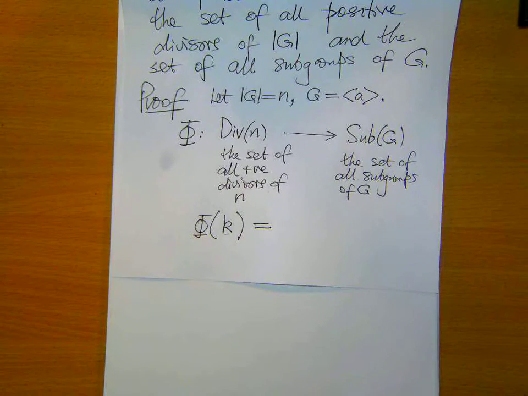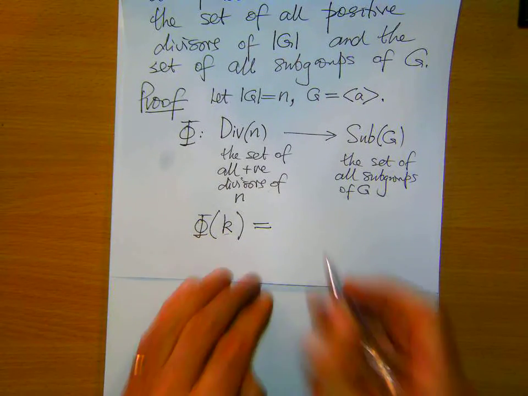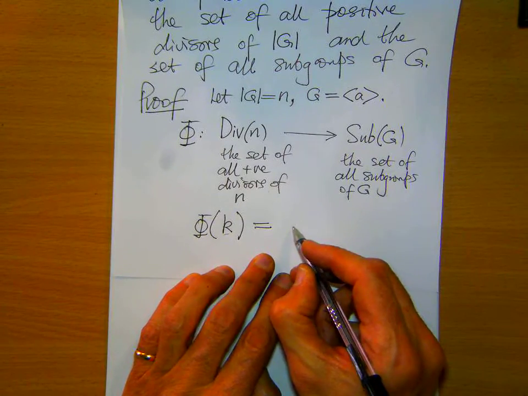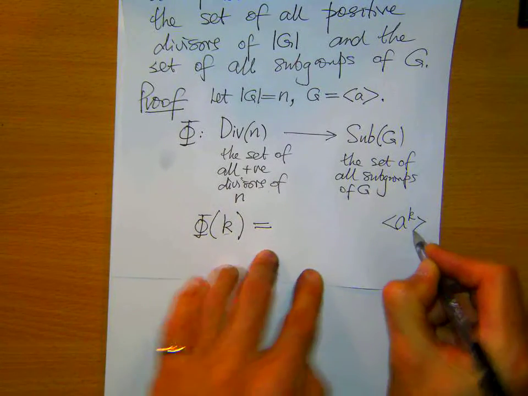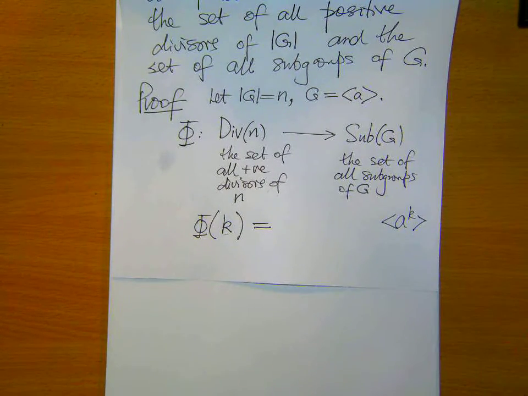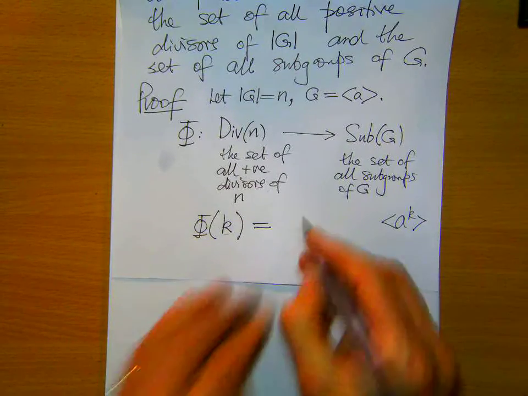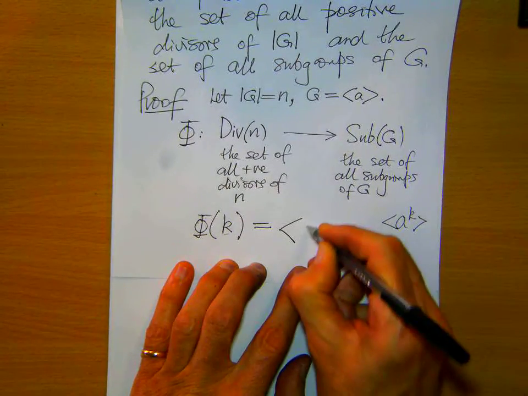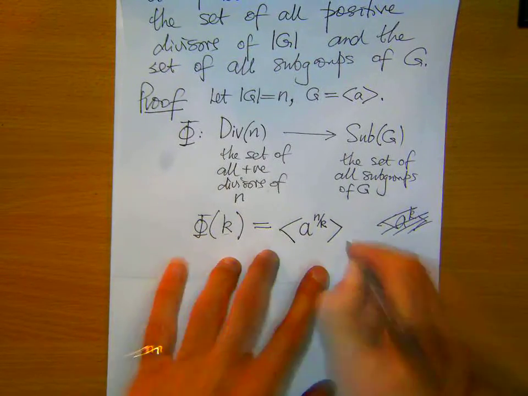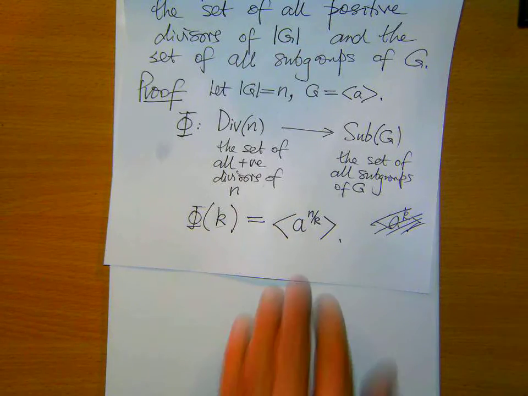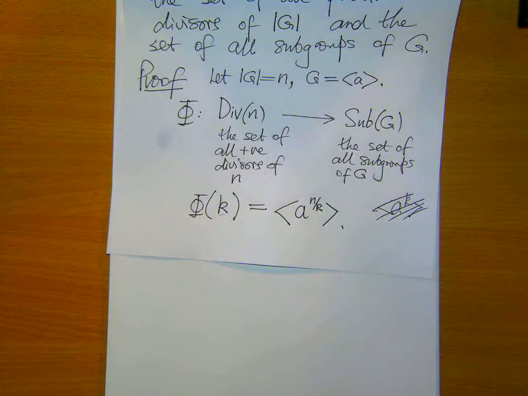Well, there's two kind of obvious things to do, and one of them is actually a bit nicer than the other. Perhaps the most obvious thing is to say, well, look at a to the k and take the subgroup generated by a to the k, which would be okay, but it's actually slightly nicer to look at a to the n over k. So this looks a bit forbidding perhaps, but let's just sit back and look at what we've got here, and we'll do an example in a second.